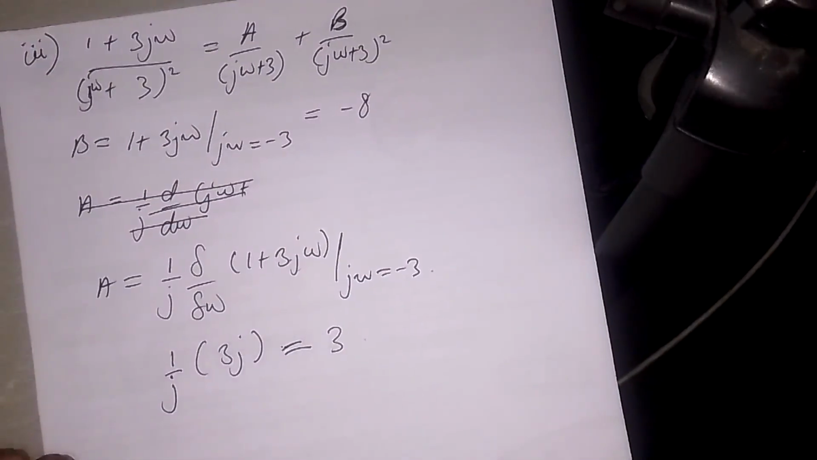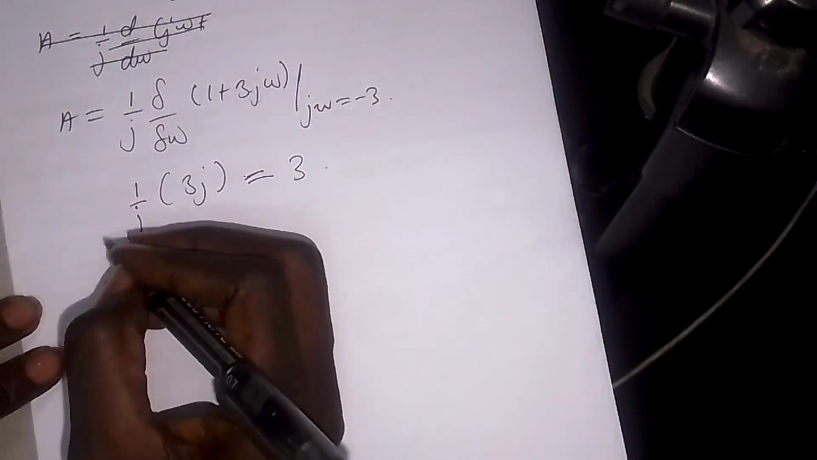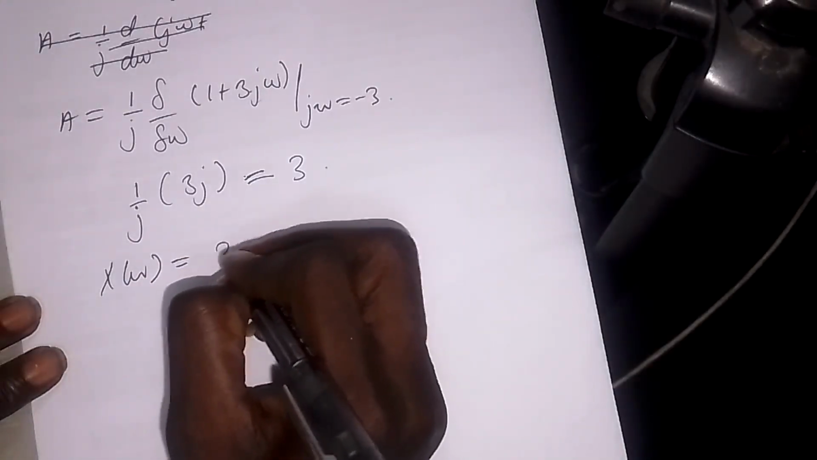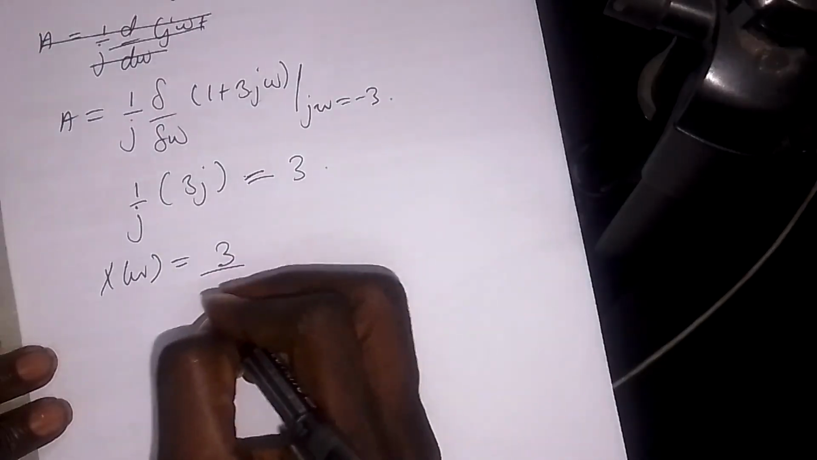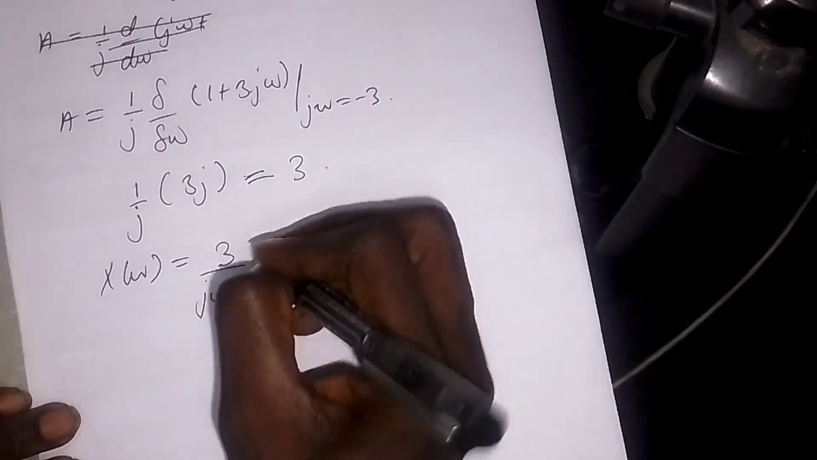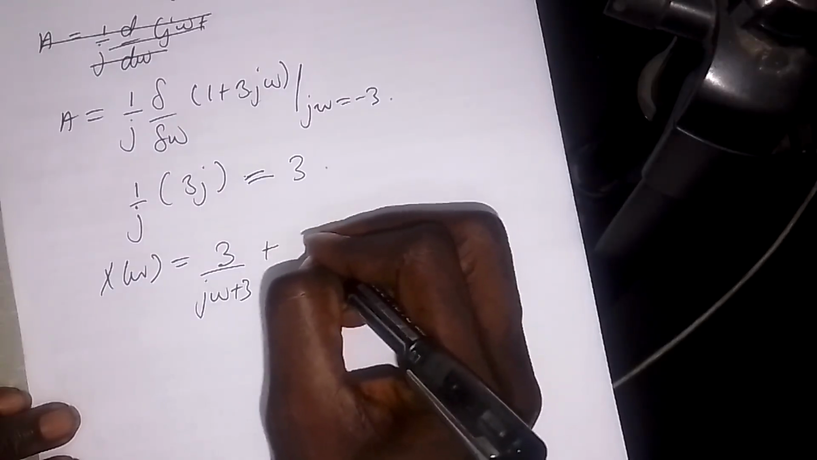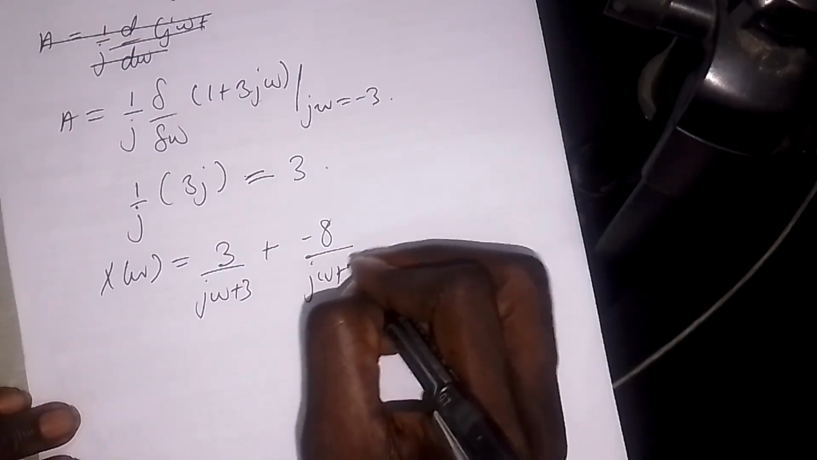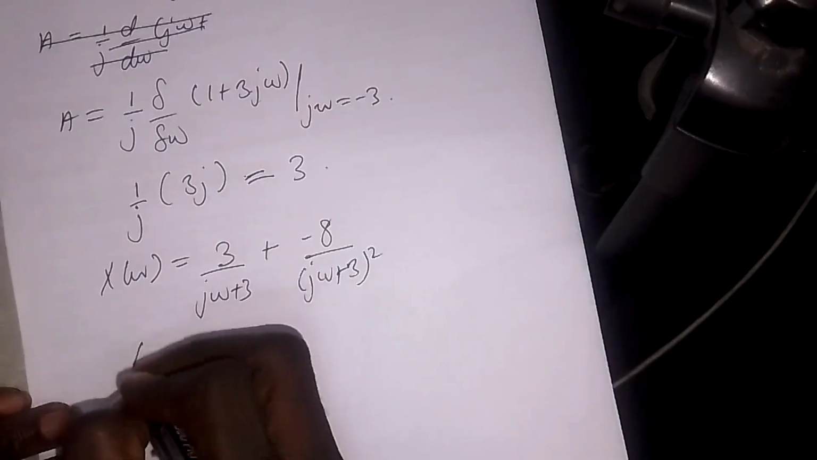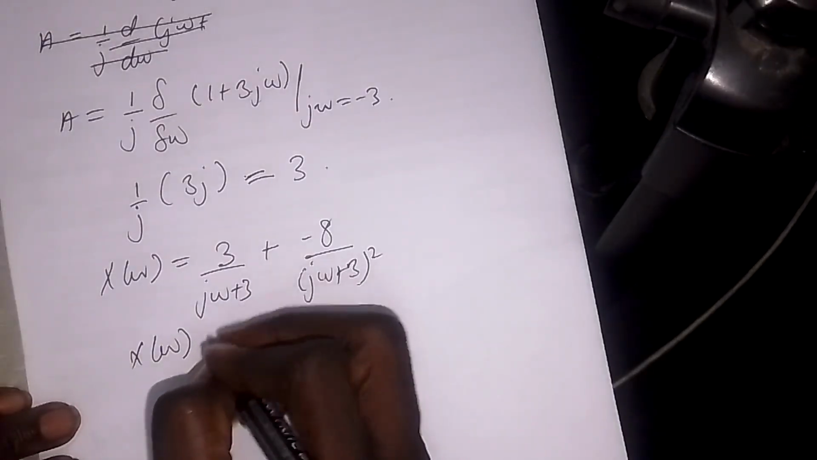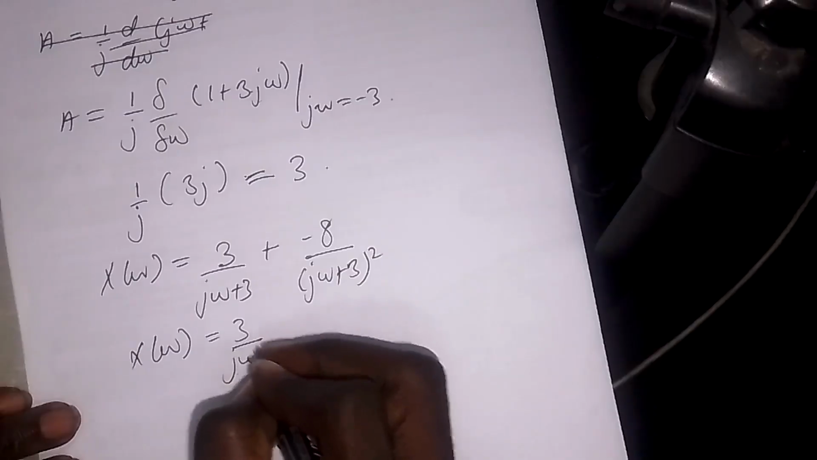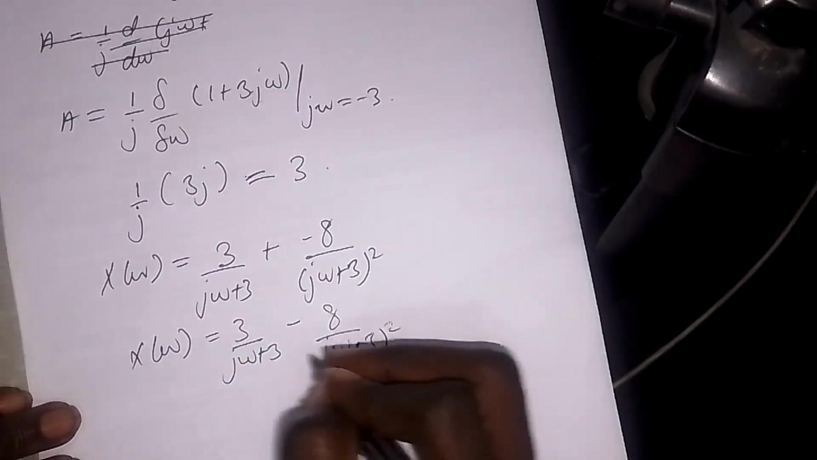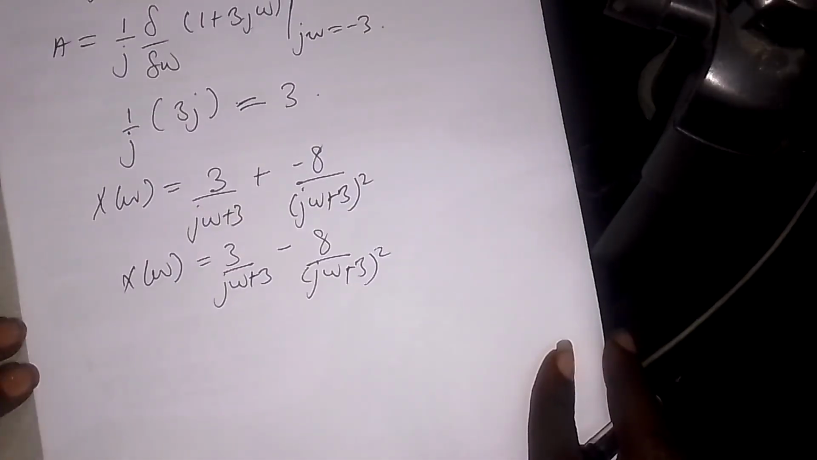Okay, so now my answer is going to be X of omega is equal to A, which is 3, over j omega plus 3, plus B, which is minus 8 over j omega plus 3 squared. Okay, so this is what I get. So now X of omega is equal to 3 over j omega plus 3 minus 8 over j omega plus 3 squared.